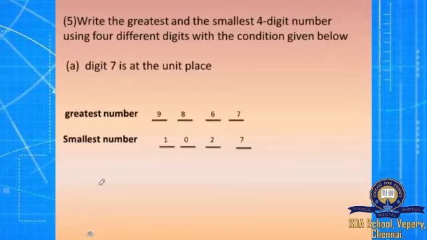Smallest number. The smallest 4-digit number is 1000. So we are writing 10, with 7 at the unit place. The next digit next to 1 will be 2. So the smallest number is 1027.